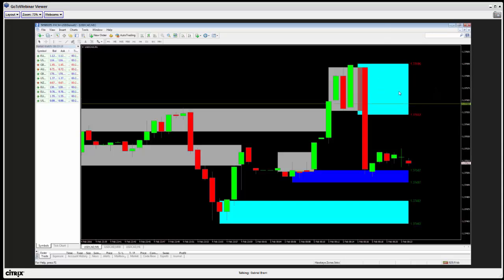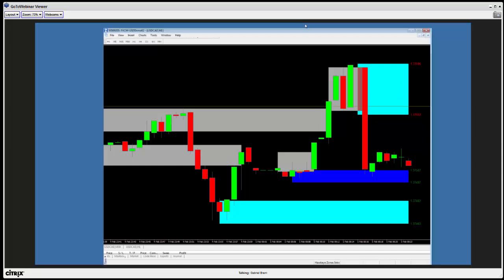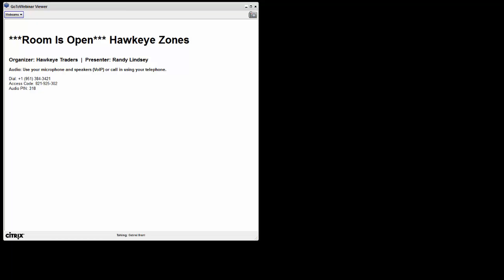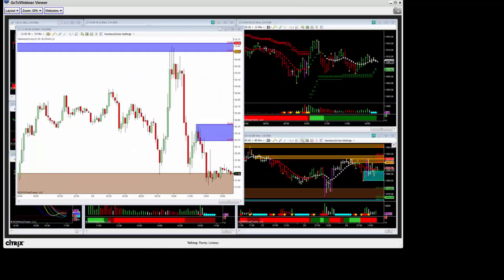So that's how the zones work in real time, and you can see this here on the forex market. With that being said, I'm going to let my friend Randy show you some more examples of the zones and how they're working on other platforms. Randy, are you there? I am. Absolutely. Thank you very much for that, Gabriel. Appreciate that. Very good information that you shared there.